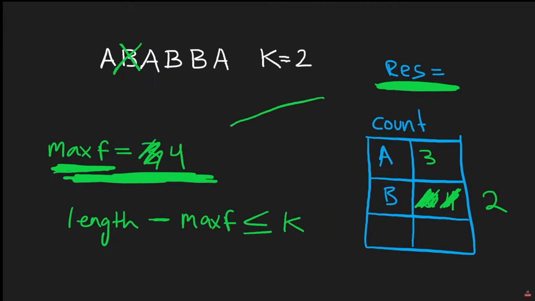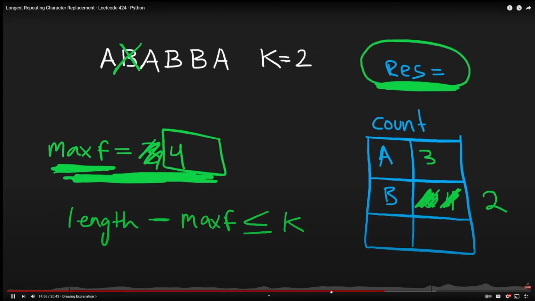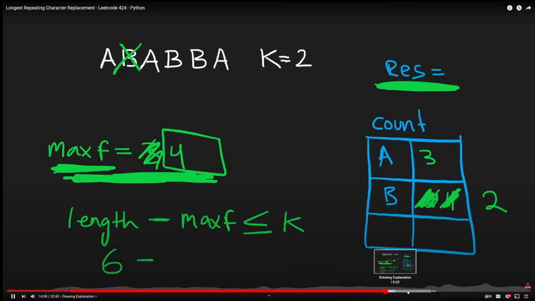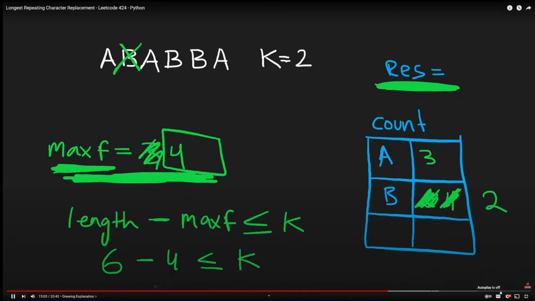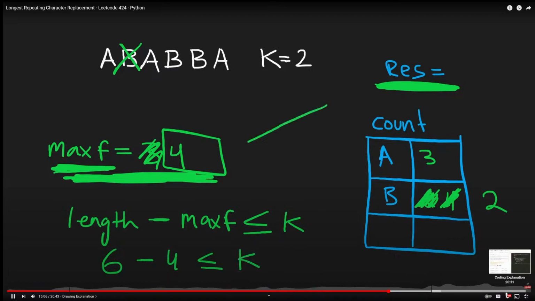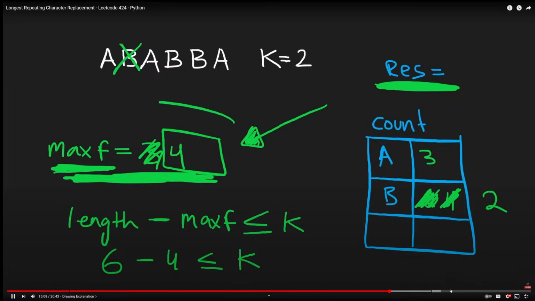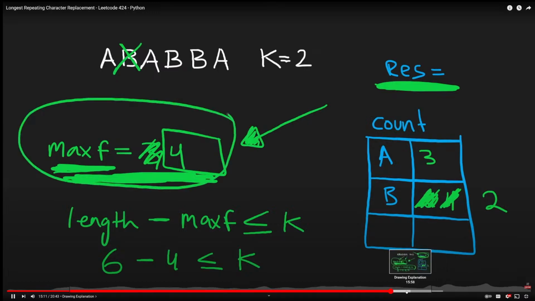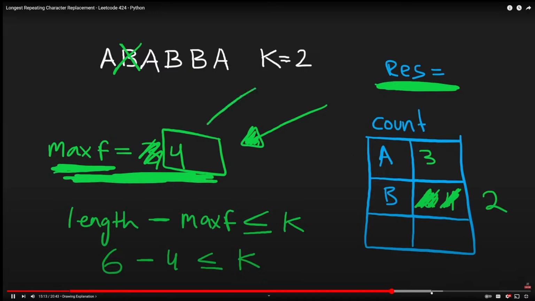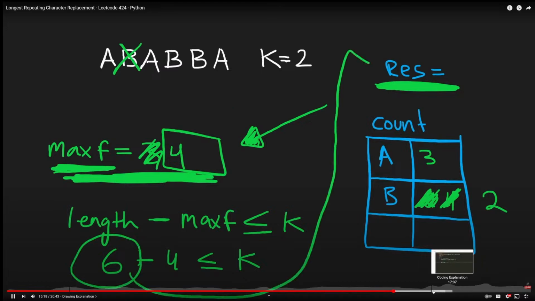So for example, let's say I had a max frequency of 4, but now the new max frequency got downgraded to a 3. I'm still going to leave this as a 4 because it's not going to change our result. For example, if I had 6 minus 4 that was less than or equal to K, which is 2 in our example, and I leave this as a 4, I'm basically overestimating what the max frequency is. But we know at least at one point in time it was a 4, so we were able to take the length 6 and set it equal to our result.